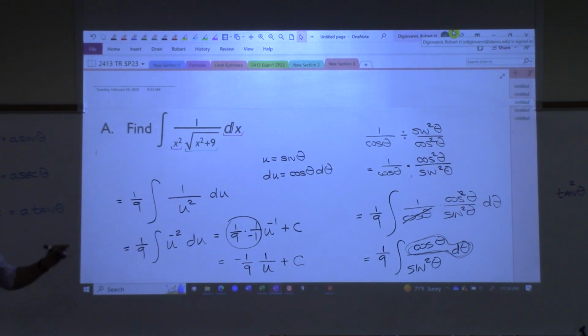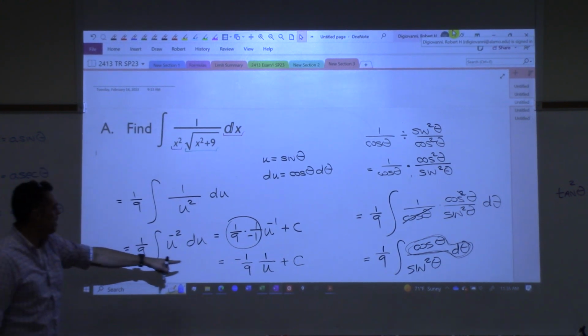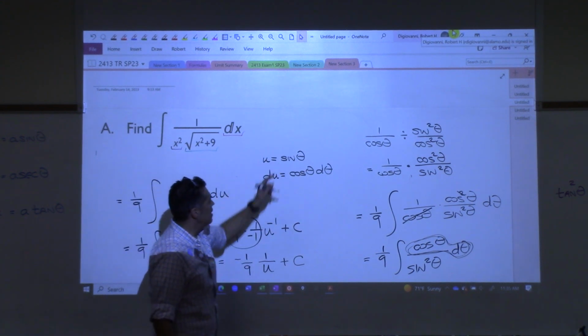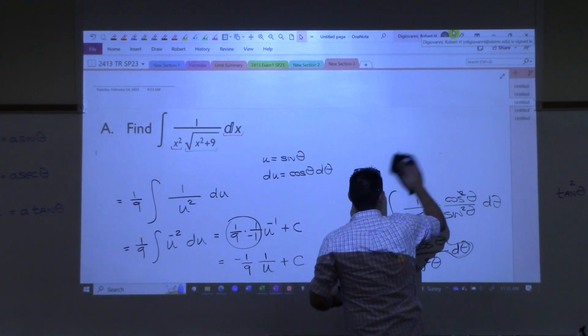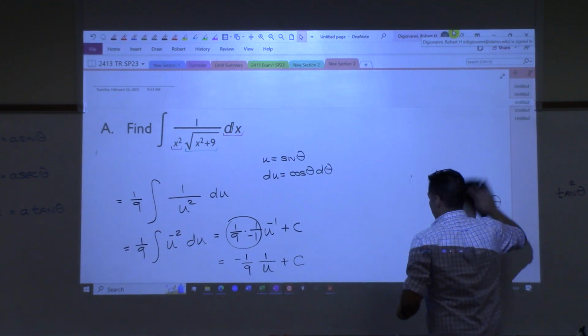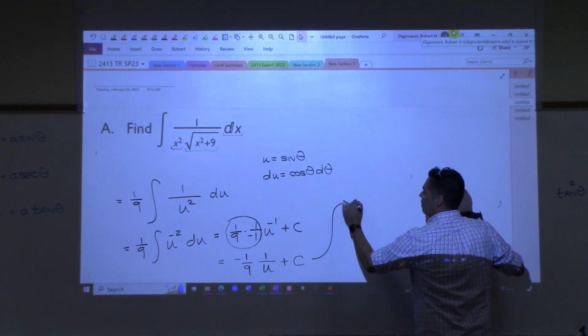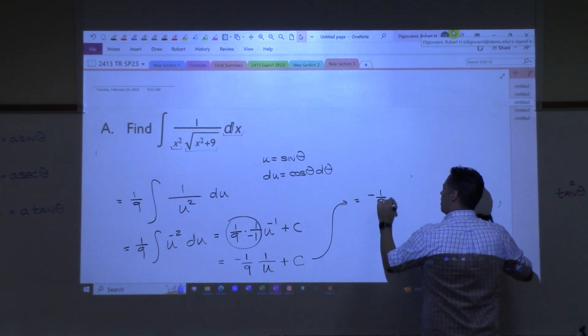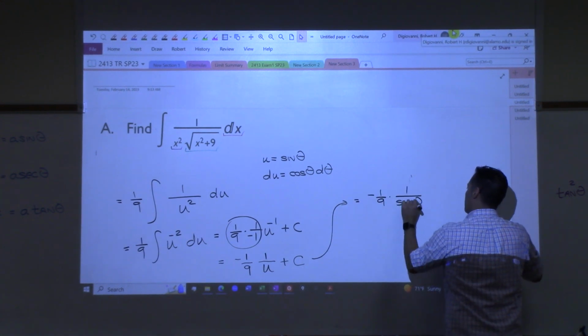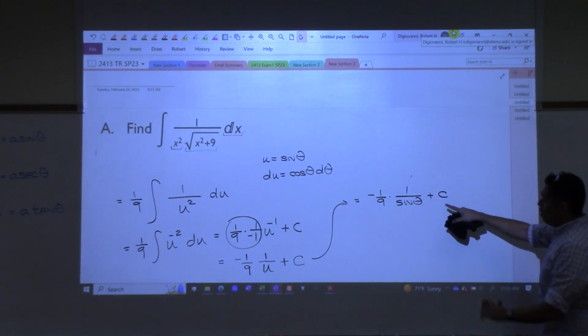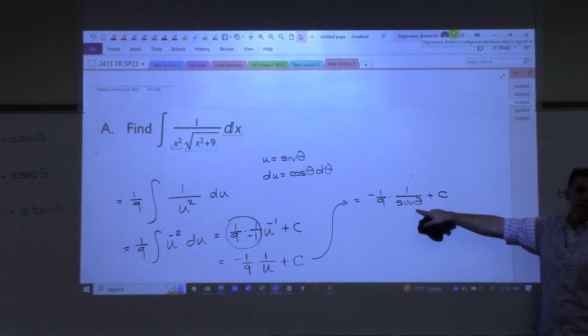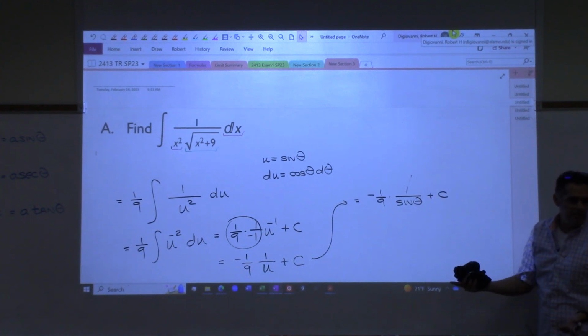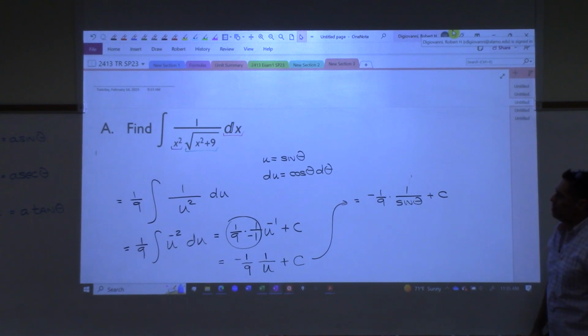All right, we've got to get from u all the way back to x. So right now, what was u for us? We made a substitution. u was sine theta. So let me write this over here. So this becomes negative 1/9 times 1 over sine theta plus c. And I could go work and figure out what sine theta is right now, or I could go try and figure out what cosecant theta is, because that's the same, cosecant, right? I'm going to go for sine. This is just personal preference.